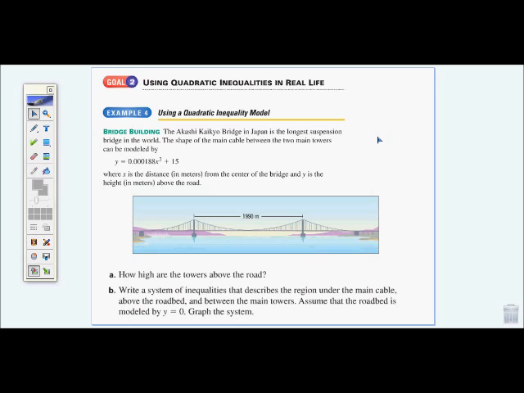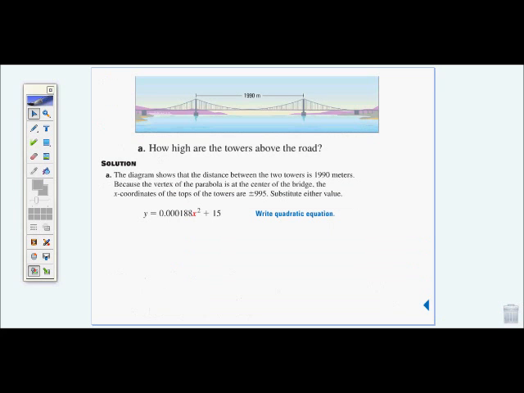They've asked us how high the towers are above the road, and they've also asked us to write a system of inequalities that describe the region under the main cable, above the roadbed, and beside the main towers. Assume that the roadbed is modeled by y equals 0. So first of all, we need to graph the equation. The diagram shows that the distance between the two towers is 1,990 meters.